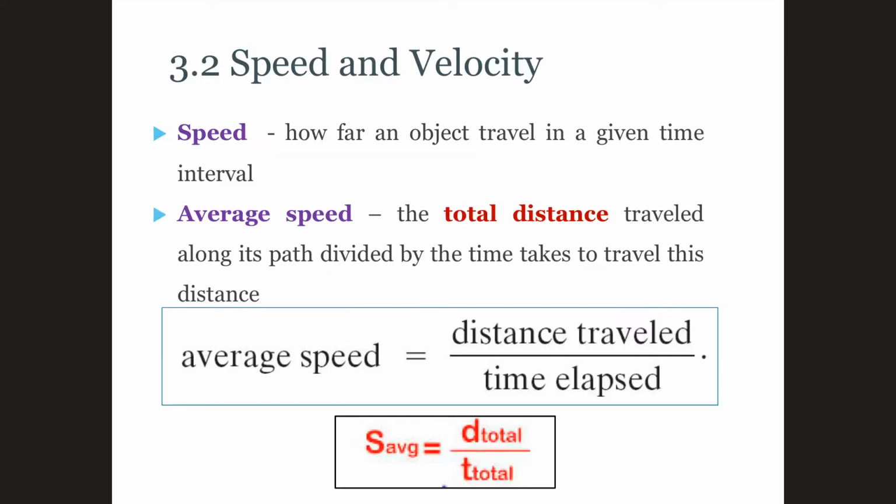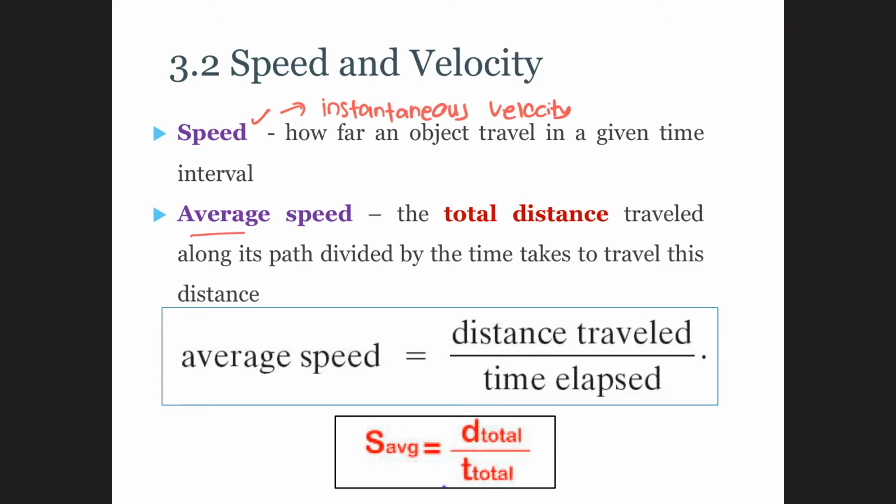Before this we discussed distance and displacement. Now we are going to discuss speed and velocity. As you can see, we have speed, average speed, average velocity, and instantaneous velocity. But basically when you state speed, you are also stating instantaneous velocity. This one I'm going to discuss later.